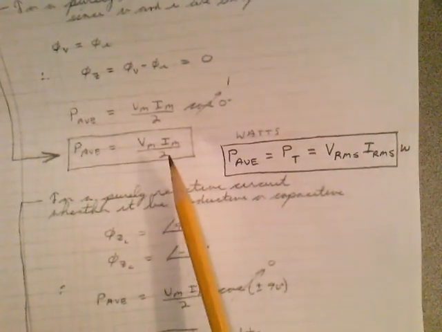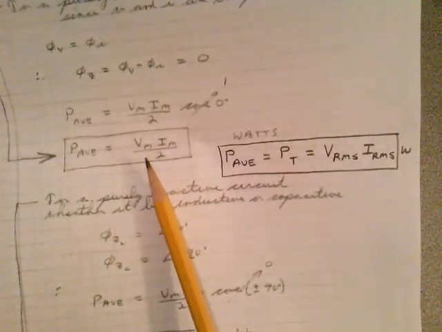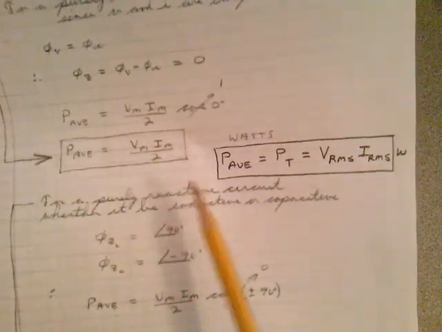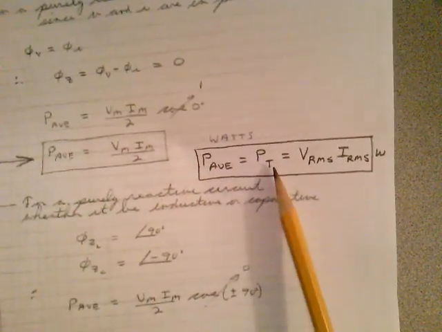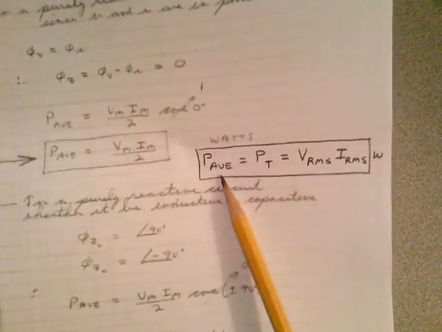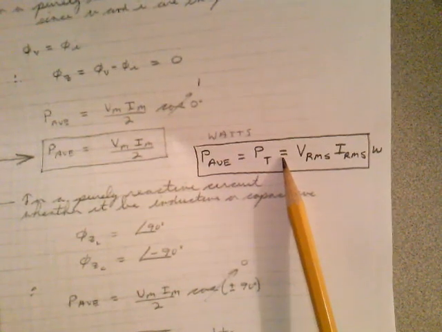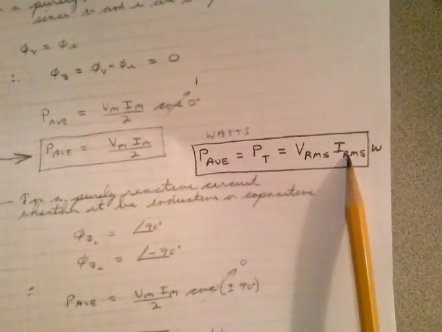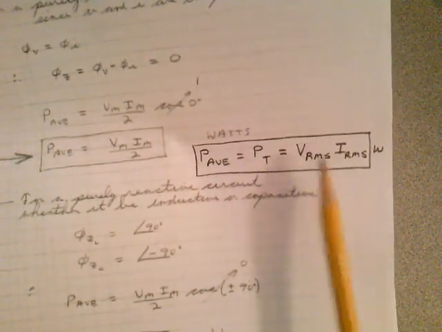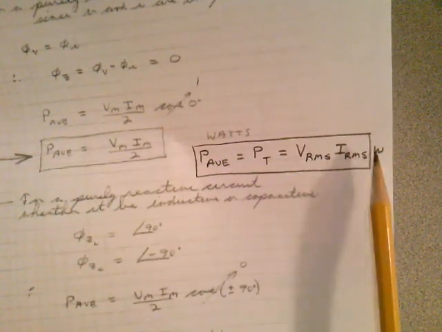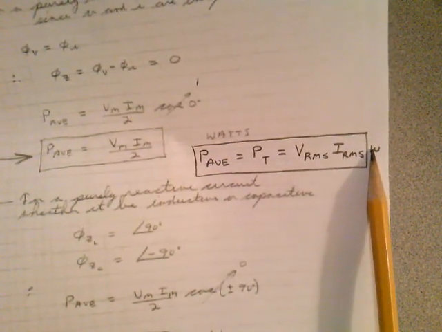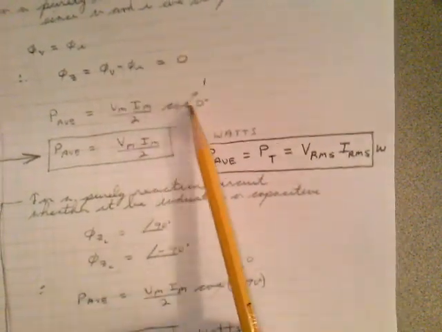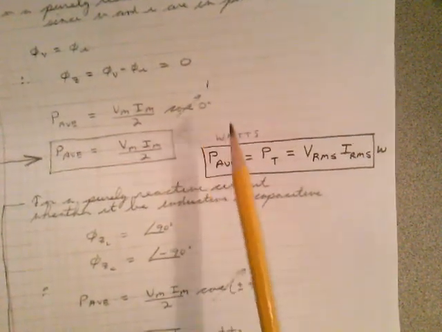And like I said before, you can divide this 2 into the square root of 2 times the square root of 2, and you can come up with this equation, which I also give you. The average power is equal to the true power is equal to VRMS times IRMS. If you know the RMS values, you just multiply them together. And that's in watts. No angle. Why isn't there any angle? Because they're in phase, and the cosine of 0 is 1.